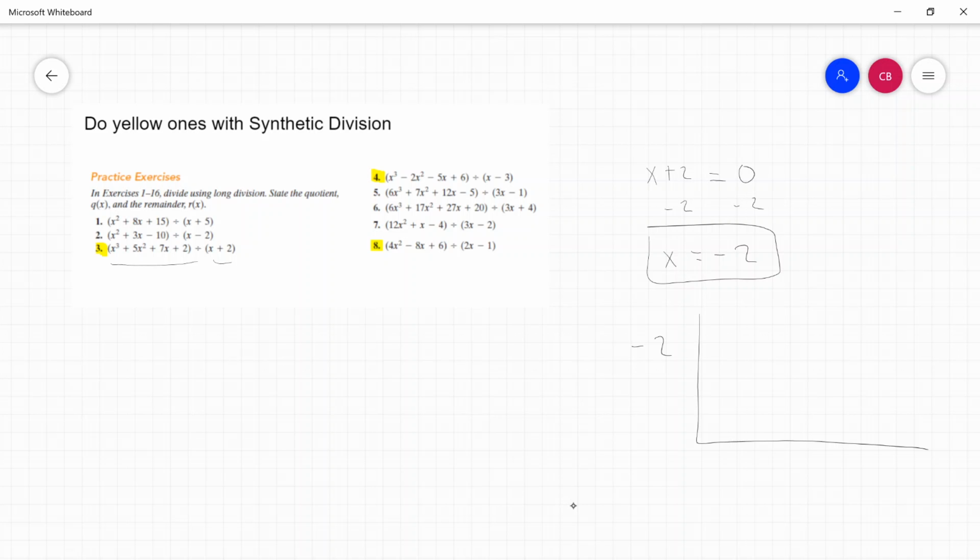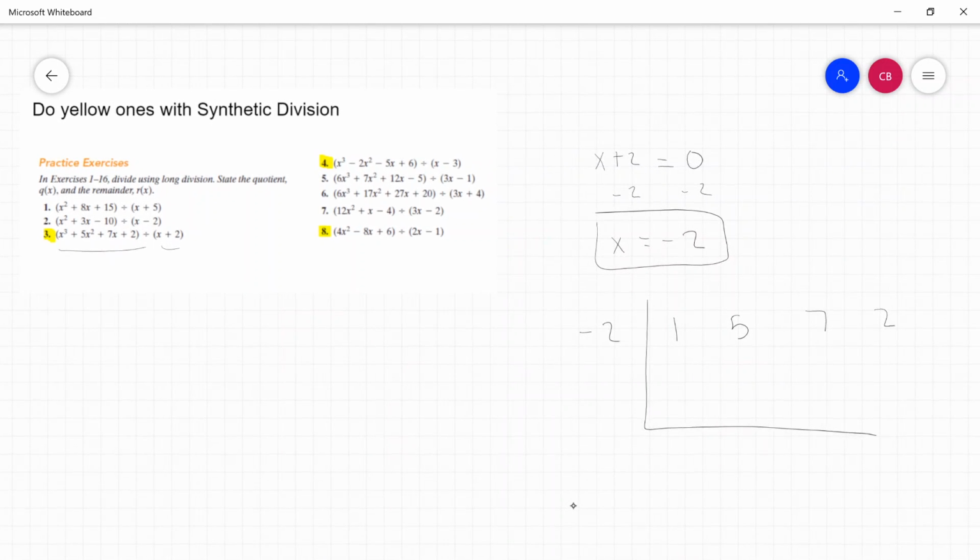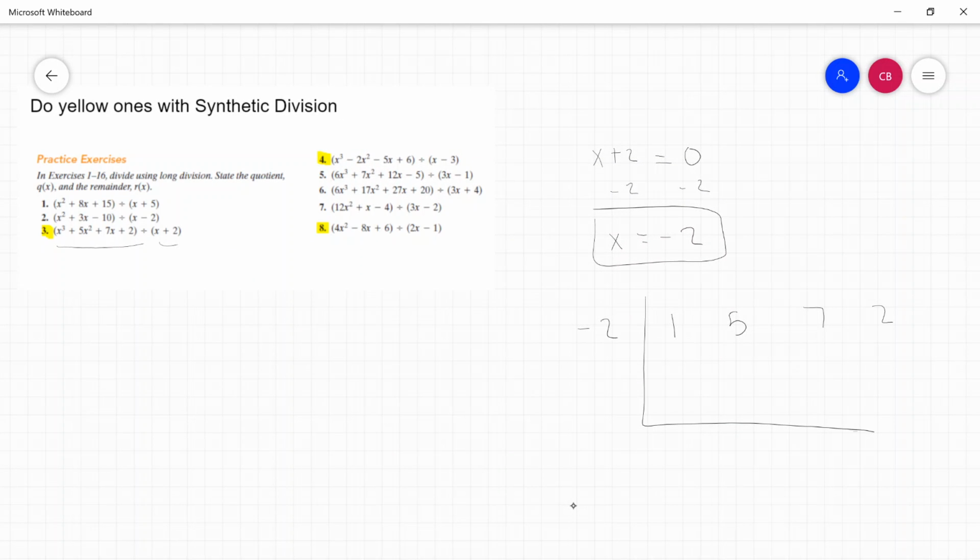So the first term is x to the third, so the first coefficient is 1. Next term is x squared, which is 5, 7 is x, and 2. So notice I'm keeping track of x to the third, x squared, and so on. You need to make sure, because if there's a 0 that belongs somewhere, you must put it, like on the last example from the last video.